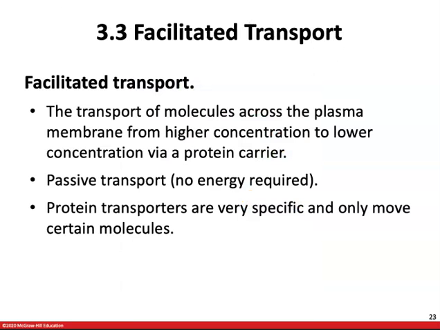So here's our bit on facilitated transport. It's just the movement of molecules across the plasma membrane from an area of higher concentration to an area of lower concentration via a protein carrier. This is not going to require any energy, and these protein transporters are going to be highly specific. They're only going to transport one particular type of molecule.